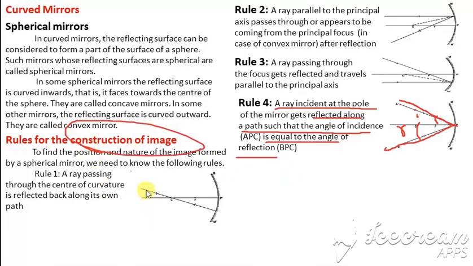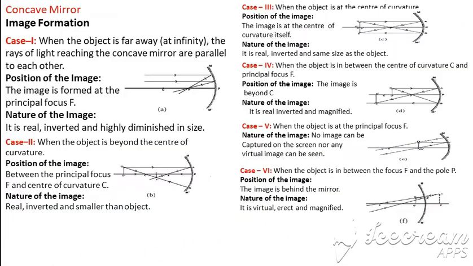Clear? If a ray goes through the center of curvature, it comes out through the center of curvature. A ray parallel to the principal axis comes out through the focus. A ray going through the focus becomes parallel to the principal axis. Passing through the pole, it gets reflected. Yes, clear? Next we are going to see the formation of images in the case of a concave mirror.